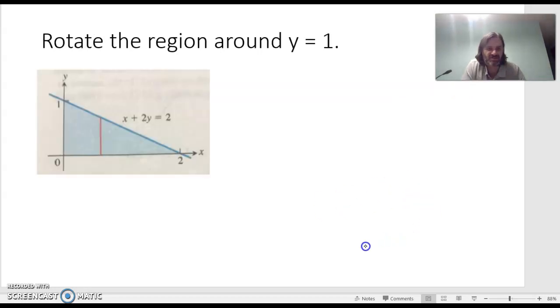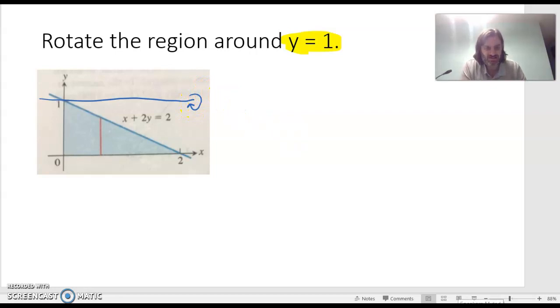Okay, here's a problem, well, at least a graph we did before. It's a triangular shape between the X and Y axis and the line X plus 2Y equals 2. But what I set up here is now we're going to rotate it around Y equals 1. So think about where Y equals 1 is. That is up here. So we're going to rotate it around there.